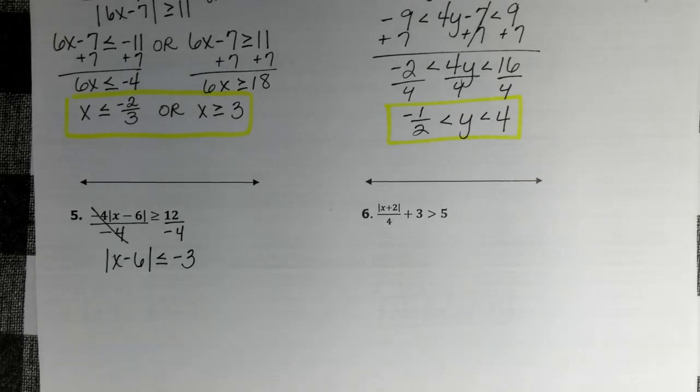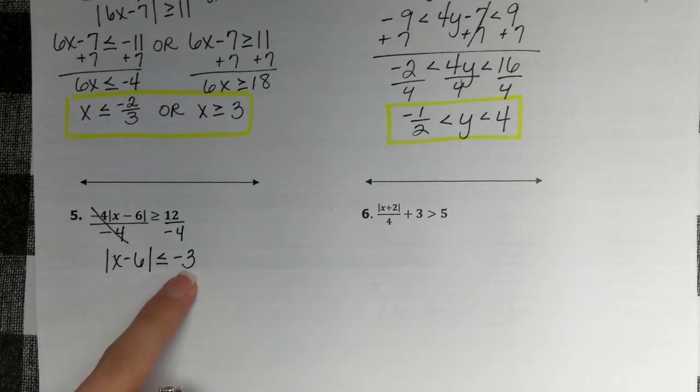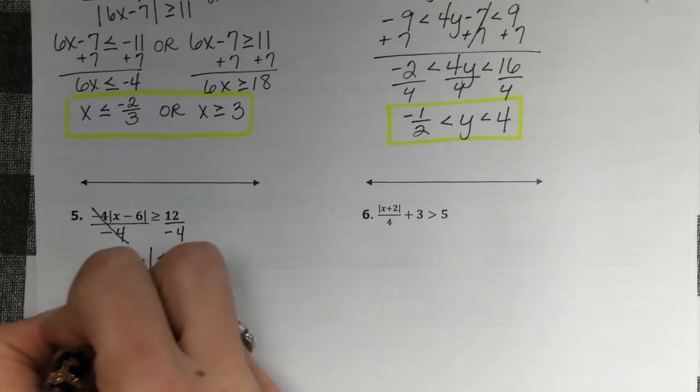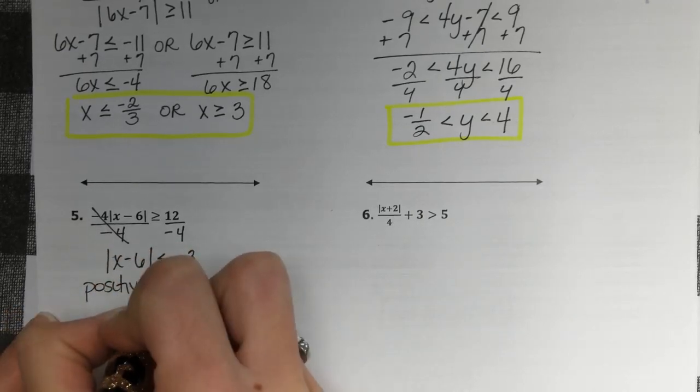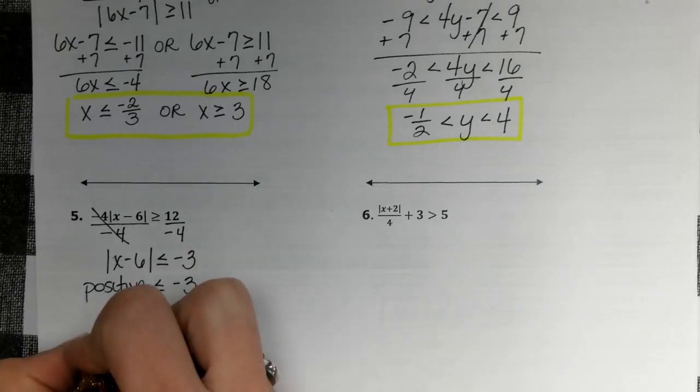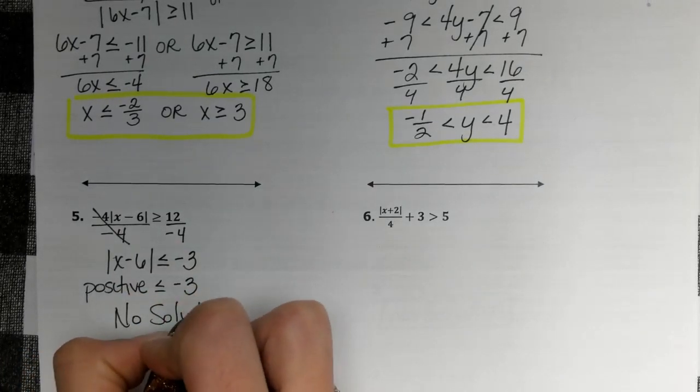Okay? Now, with equations, I said the moment you have a negative, you need to start thinking about positive and negative relationships. The same thing with inequalities. I need to start thinking about what this is actually saying. I've got the absolute value, which we know is always what? Positive. So this is saying I have a positive value less than or equal to negative 3. Is that true? A positive can never be less than a negative. So it's no solution. There's no work to be done.